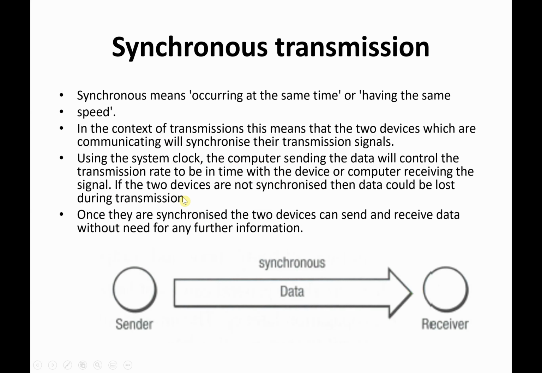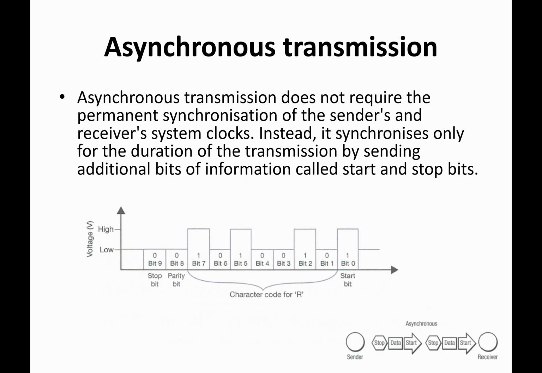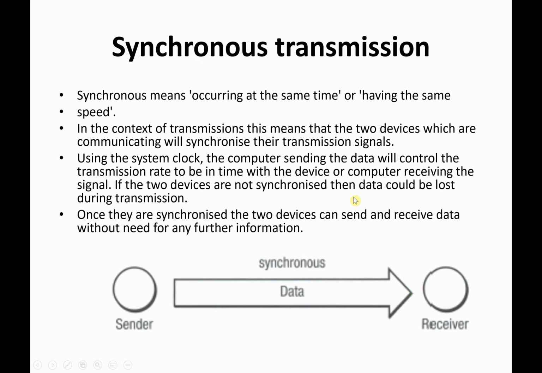So what we use is a clock that both the sender and receiver will synchronize on, and that's called synchronous transmission. Now asynchronous transmission is slightly different, in that they are only in synchronization for the duration of the sending of a byte of data, and then they don't have to be. It synchronizes only for that duration by sending additional start and stop bits, whereas synchronous is constant, it's always in synchronization.